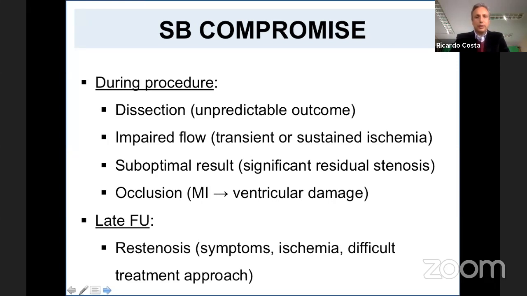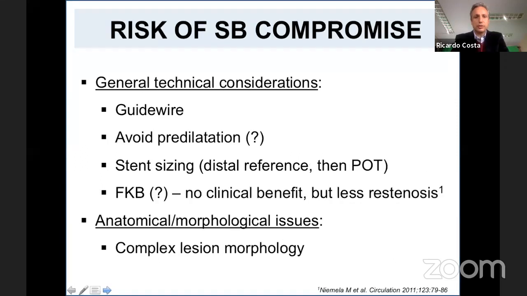What can happen with side branch compromise during the procedure? We can deal with dissections, impaired flow, suboptimal result, and how to assess that. And the worst thing, which we don't want to have, is an occlusion of an important side branch. In the late follow-up, restenosis can be challenging to treat.